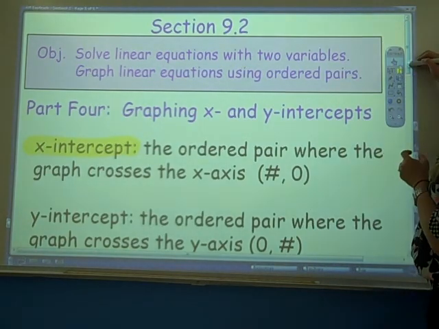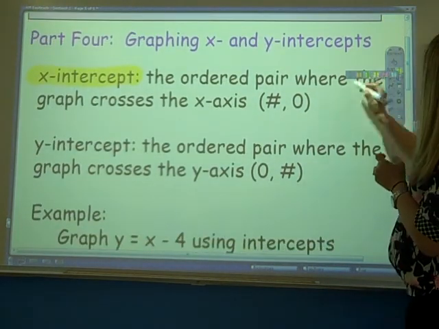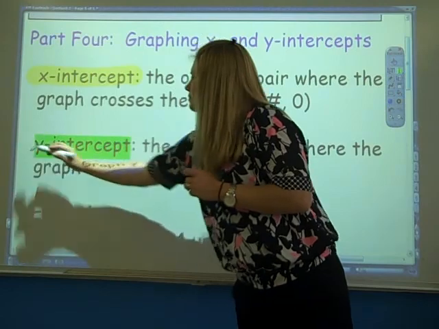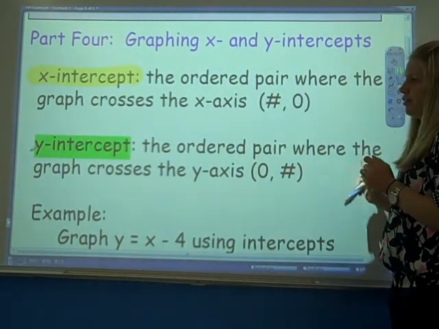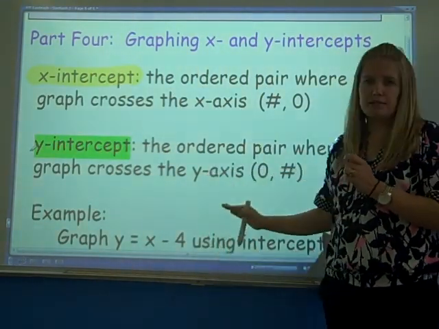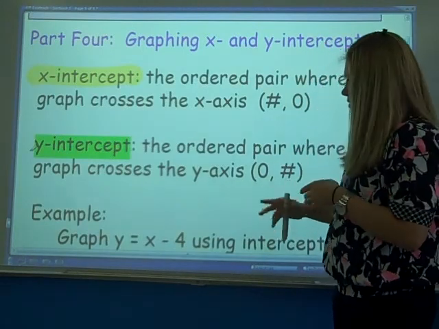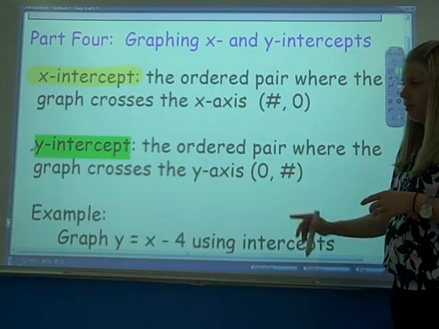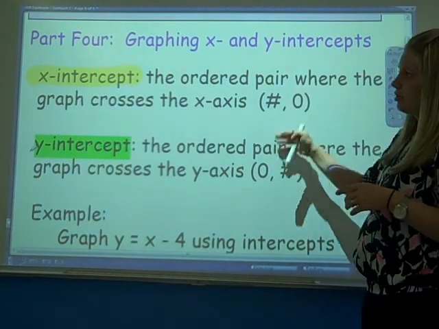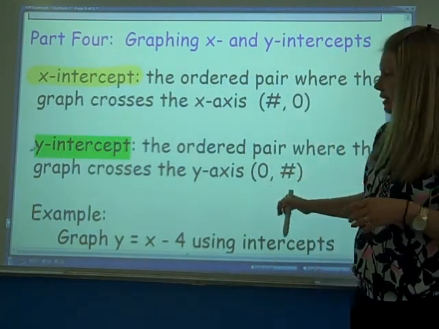The Y-intercept is the ordered pair where the graph crosses the y-axis. So the y-axis is this axis. The point where it crosses the y-axis, that will always be 0 comma a number. Those are your X and Y intercepts. Okay?